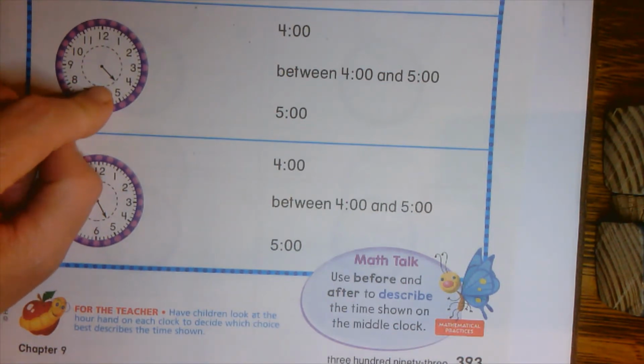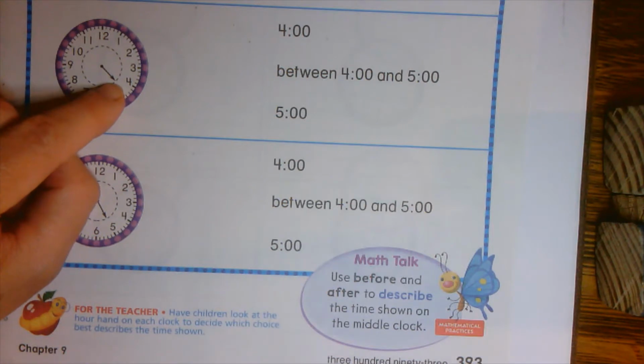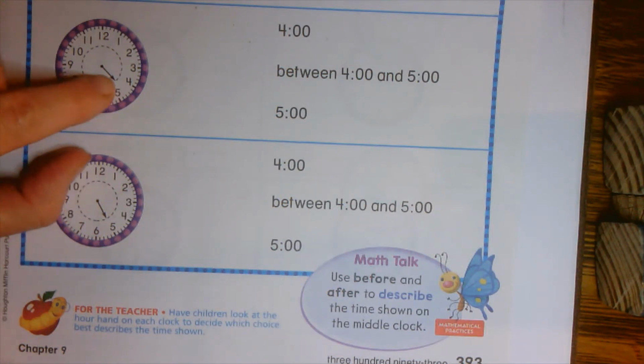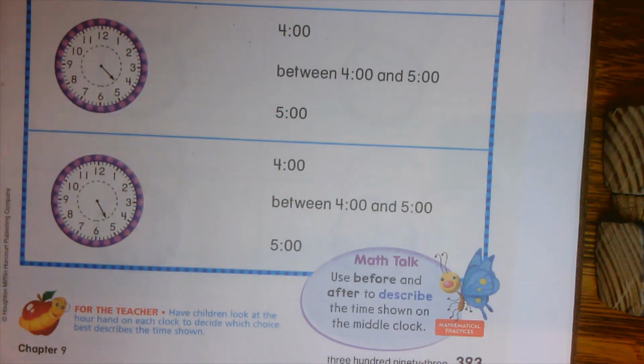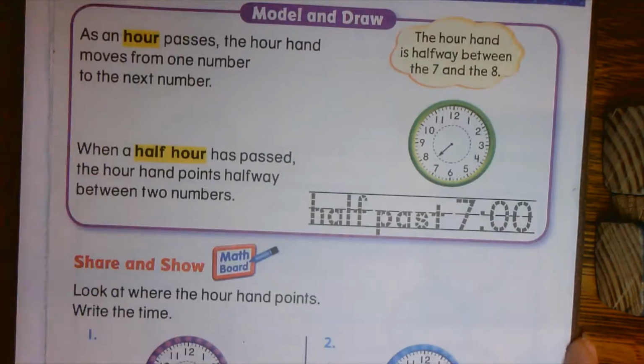Which time would we say that it's after? Well, it's after 4 o'clock, right? It's not 4 o'clock anymore. It's gone past 4 o'clock. It's after 4 o'clock now.